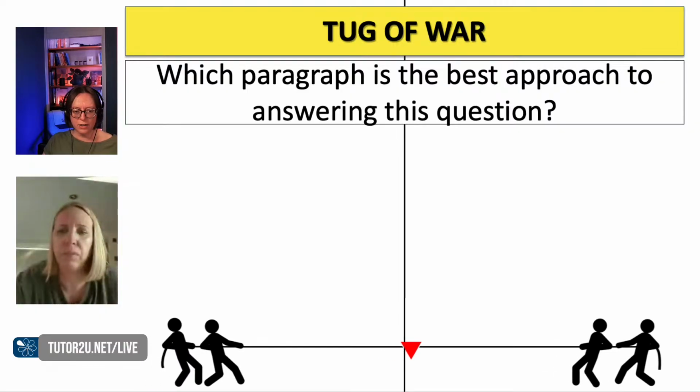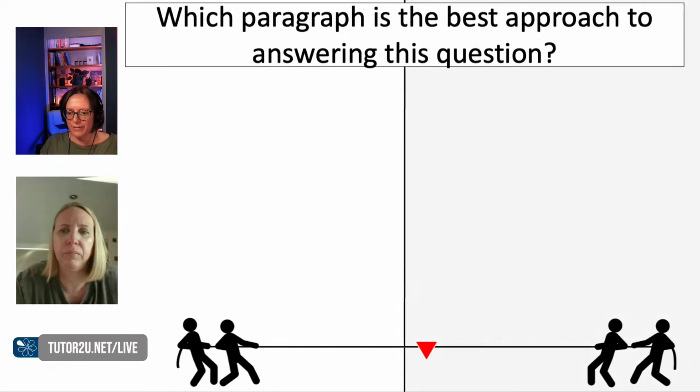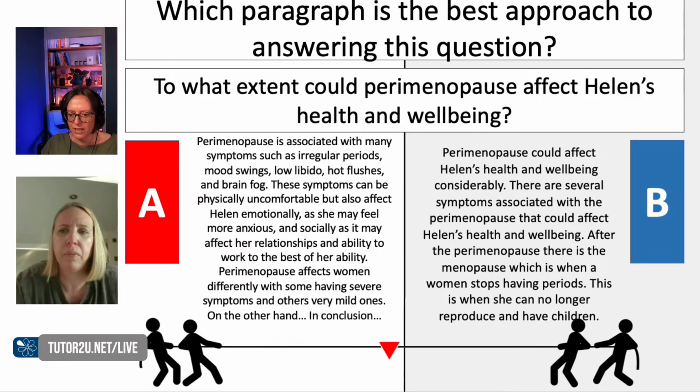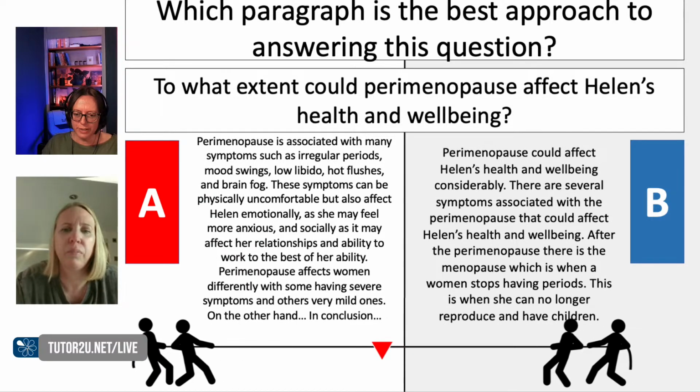Poppy, hold that question for the end. Let's have a look at our answers. So I'll read student A, and Lynn, you can read student B. Why don't we do that?